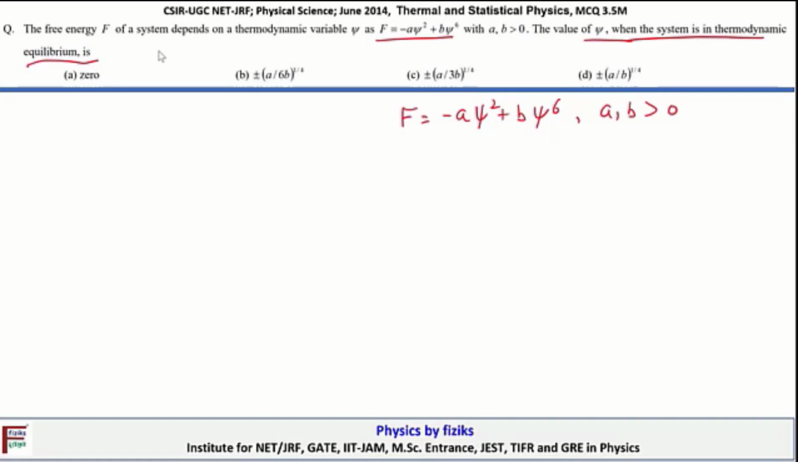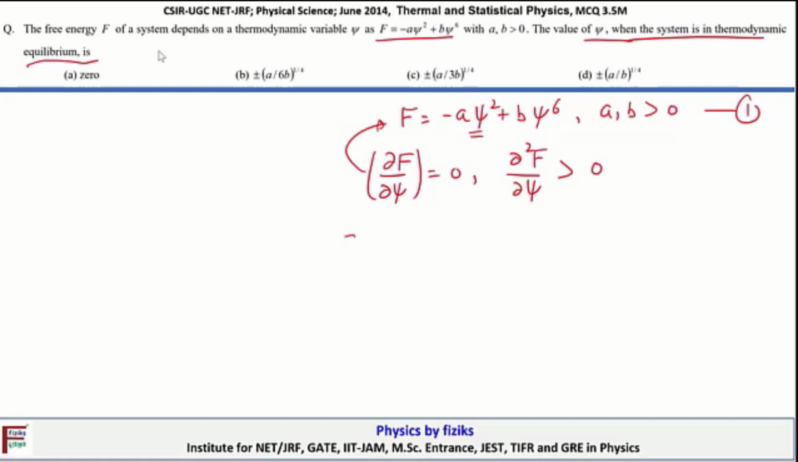Okay, so when a system is in thermodynamic equilibrium, the free energy is bound to satisfy this condition, that is dF upon d psi should be equal to 0, and at the same time its second differential with respect to psi should be greater than 0. So that's the condition for the stability of a system. Now we will apply this condition in order to obtain the desired value of psi here.